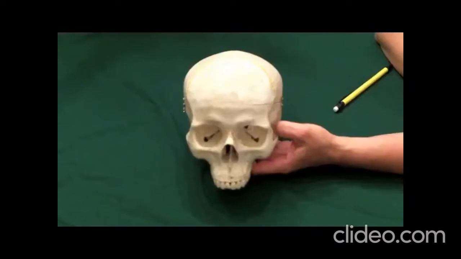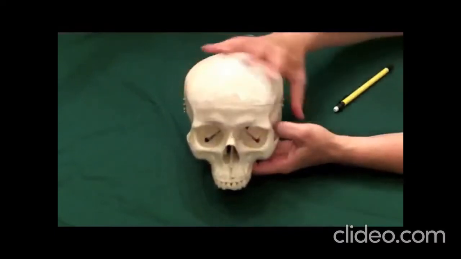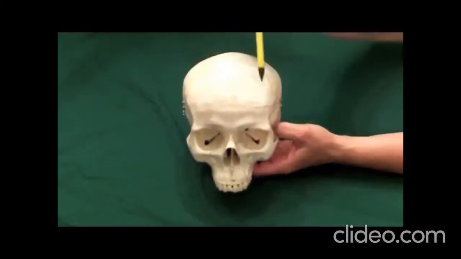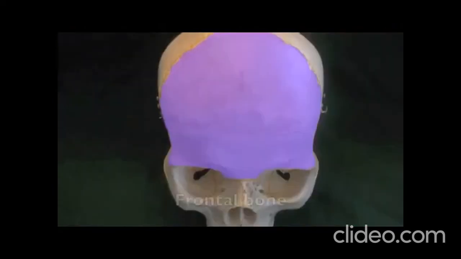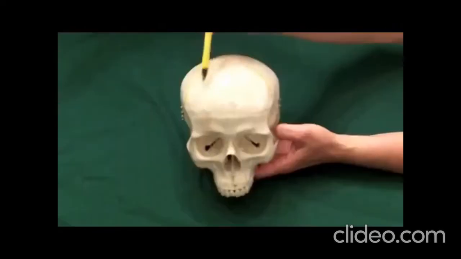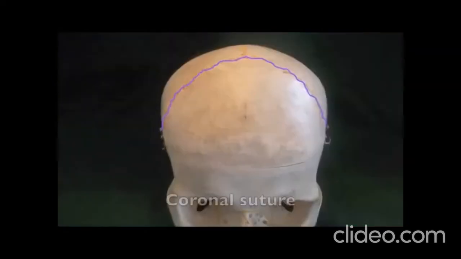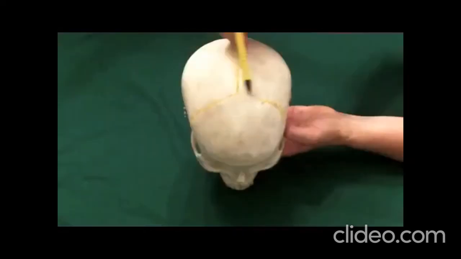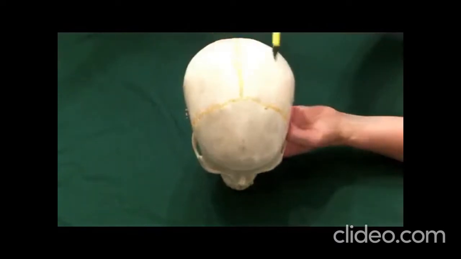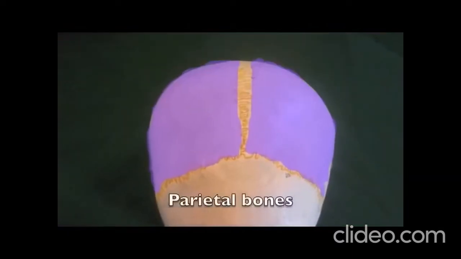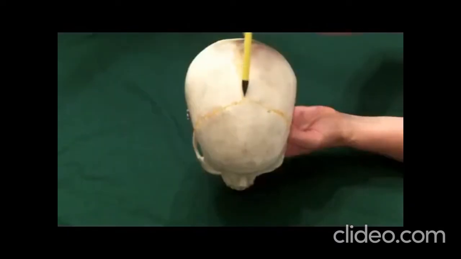The cranium is the part of the skull that encloses the brain. It's made up of the frontal bone, which ends at the coronal suture. Behind the frontal bone are the two parietal bones that meet right on midline at the sagittal suture.